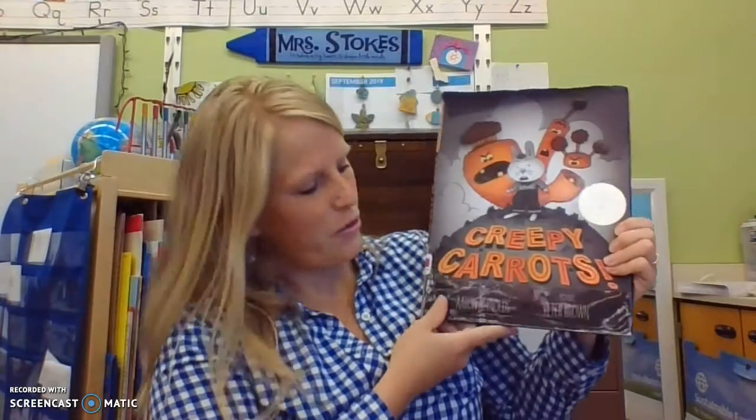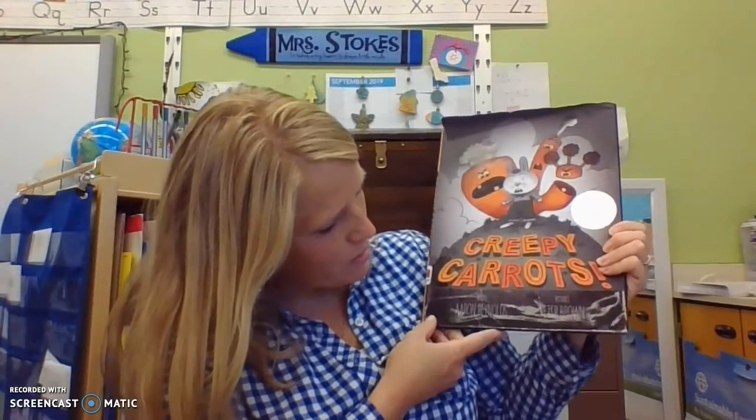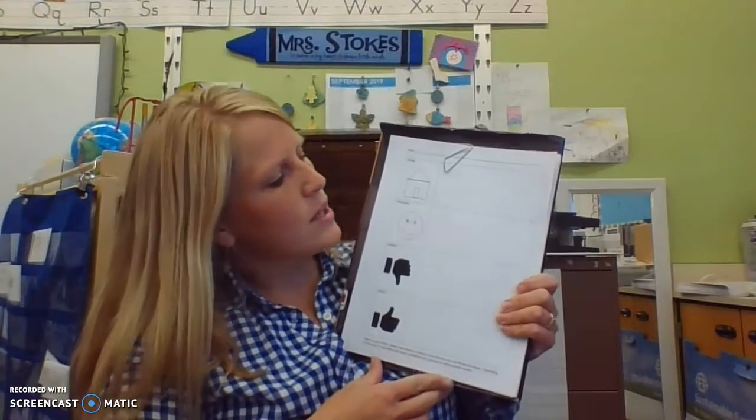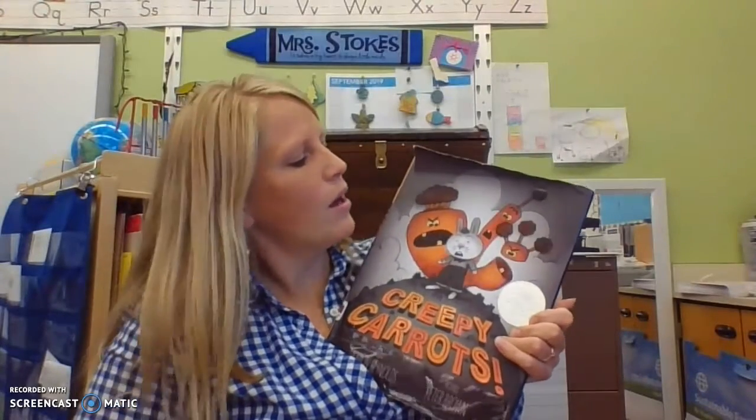Hi class, I hope that you really enjoyed the book Creepy Carrots, written by Aaron Reynolds and illustrated by Peter Brown. This book is an excellent book to use when filling out the sheet that I have in our packet this week. This sheet helps students organize their retell when they're retelling a story, which we've been practicing with our letter puppet stories, but now we're going to do our retell sheet for a book that I've read to you.